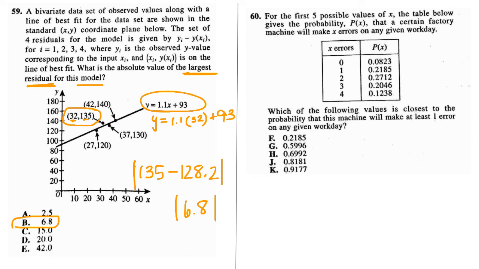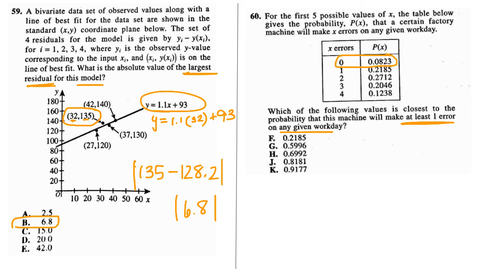All right, for number 60, for the first 5 possible values of X, the table below gives the probability P of X that a certain factory machine will make errors on any given day. Looking at the question itself, it wants to know what is the probability that this machine will make at least 1 error on any given workday. At least 1, the only case where that would not happen would be here with no errors. Anything past no errors is at least 1 error.